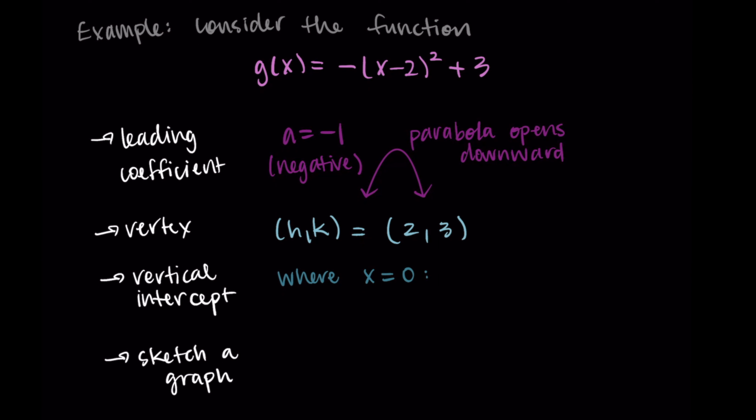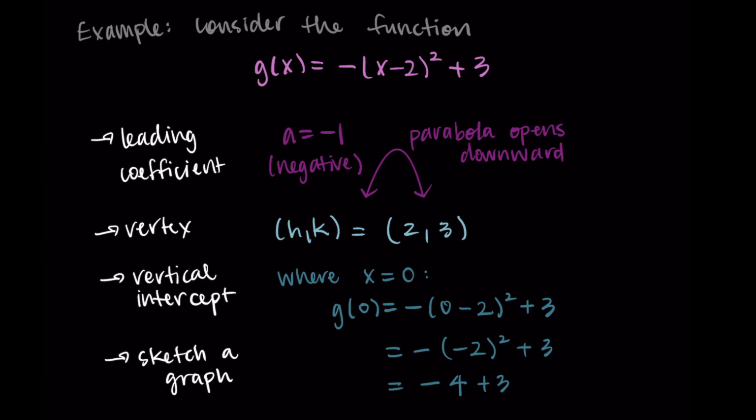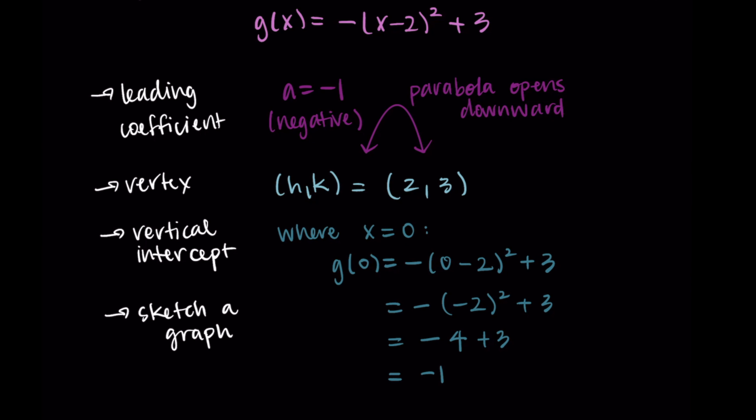So I'm going to put 0 in for x, so I'm looking at g of 0. Then I replace x with 0, so I have negative quantity 0 minus 2 squared plus 3. The 0 minus 2 simplifies to -2, so I have -2 squared plus 3. -2 squared is a +4, since a negative times a negative is a positive. This is then -4 plus 3, which is just -1. So when I input 0, I'm getting an output of -1, and this tells me my vertical intercept is the point 0, -1.